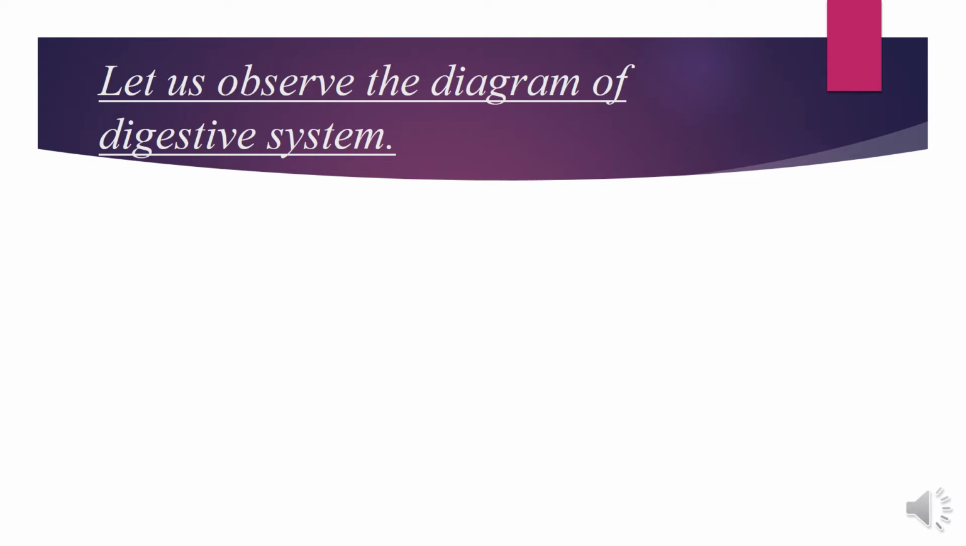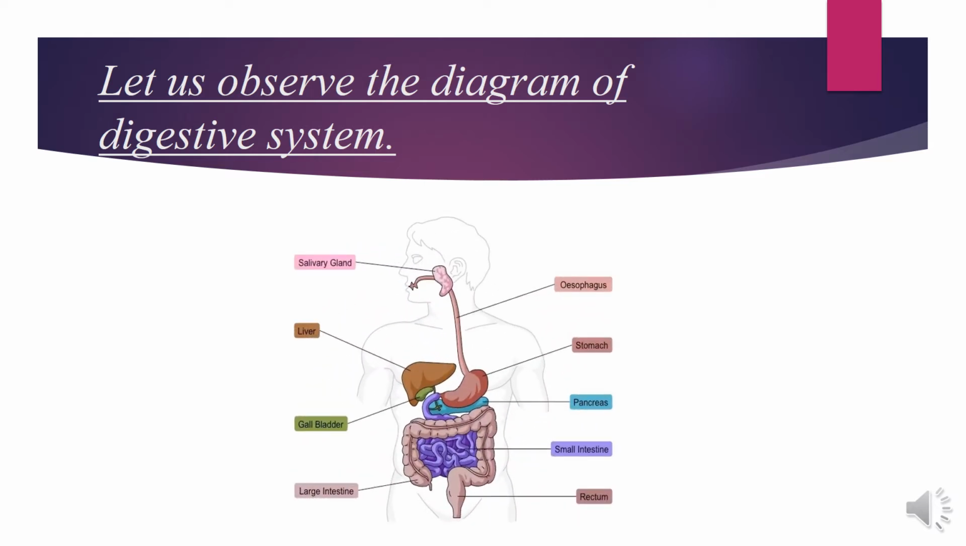Here let us observe the diagram first. This is the diagram of the digestive system, students. In this diagram you can see so many parts. This is the alimentary canal, which runs from mouth to anus. The long tube is called the alimentary canal.